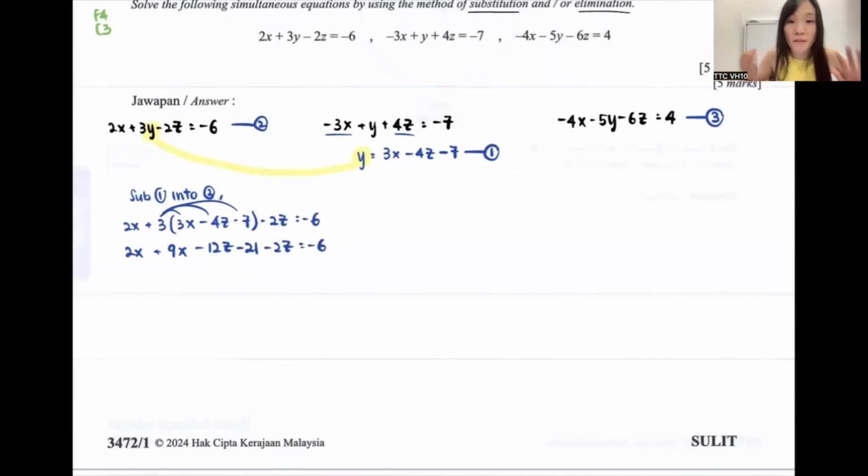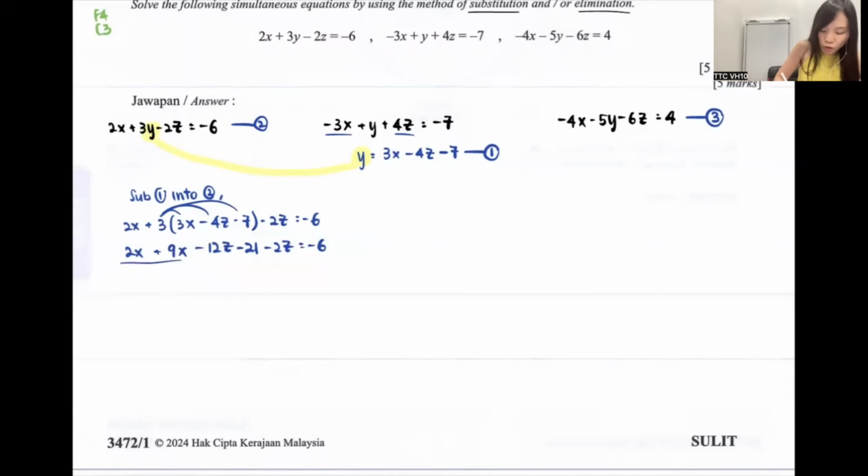Now just combine whatever you guys can combine. So once you guys sub inside, can you guys see the whole question? No more y, only left x and z. So initially got 3 unknowns, very hard to get the answer. So you must always sub to make it fewer unknowns. Continue to sub, then you will get the final answer. That is always why we're using substitution.